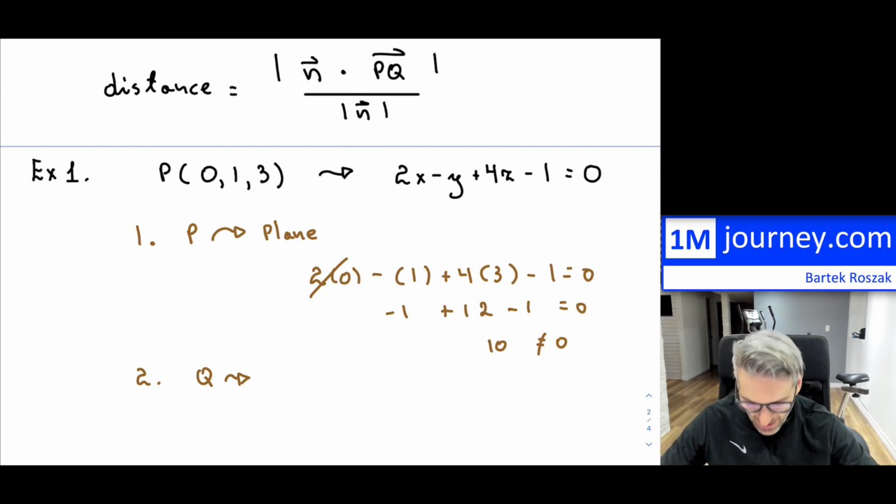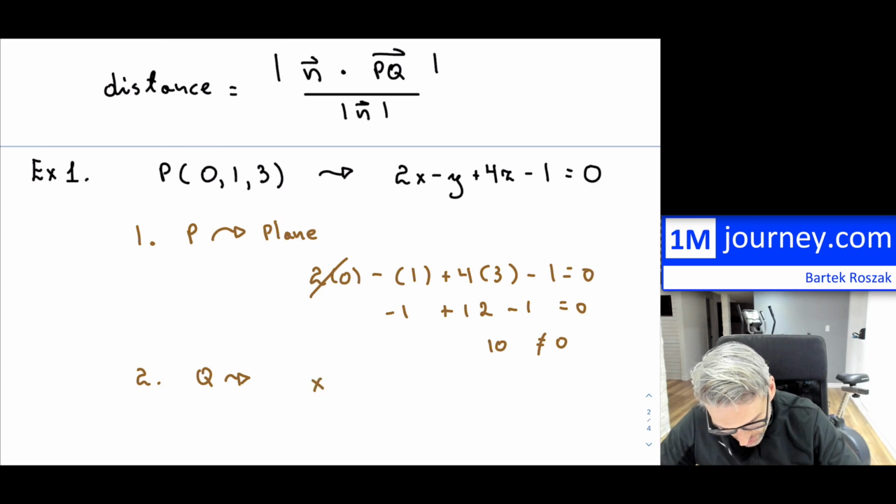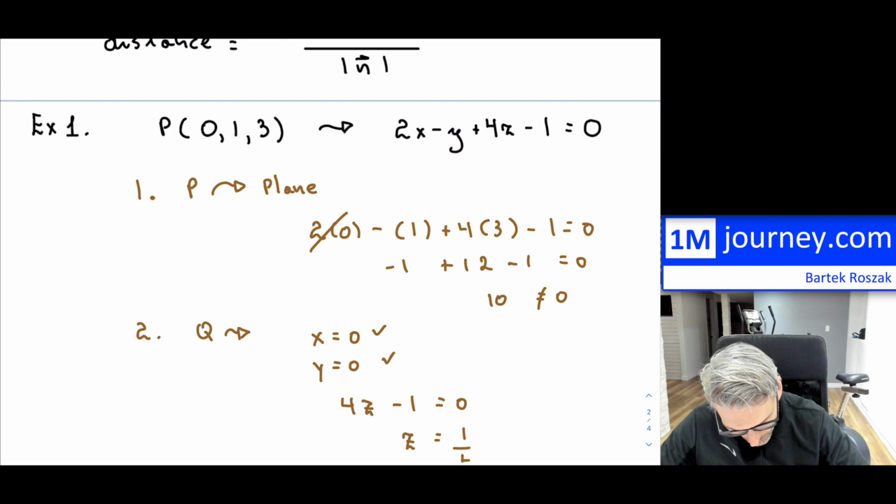This will, of course, depend on what you have. So a very nice and easy way to do this is, let's say, choose x is equal to 0 and y is equal to 0. What that is going to give me is the plane now becomes, for z, because I substituted with these two, 4z minus 1 is equal to 0. Now let me solve for z. That's going to be 1 over 4.